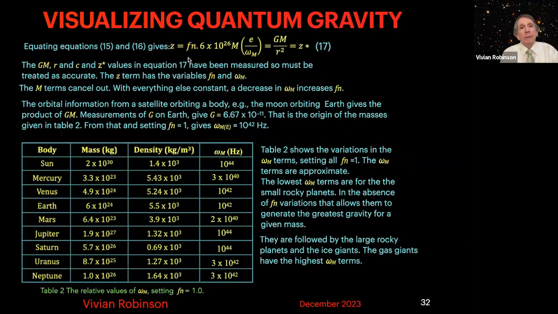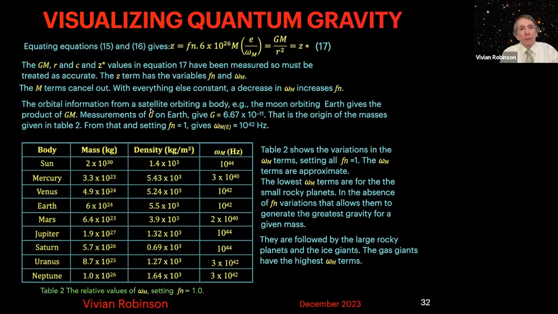Equating equations 15 and 16 just gives the term Z as a function of 6 times 10 to the 26 m times E over omega m, that equals g m over r squared equals Z star. G, M, R, C, and Z star values in that have been measured, so must be treated as accurate. The Z term has the variables Fn and omega m. The M terms cancel out. But with everything else constant, a decrease in omega m increases Fn.